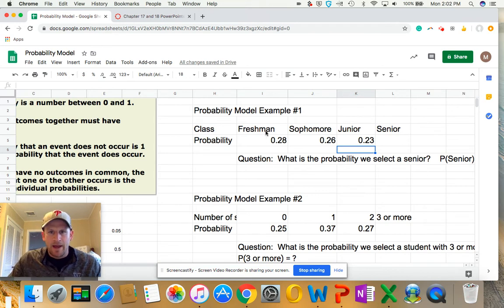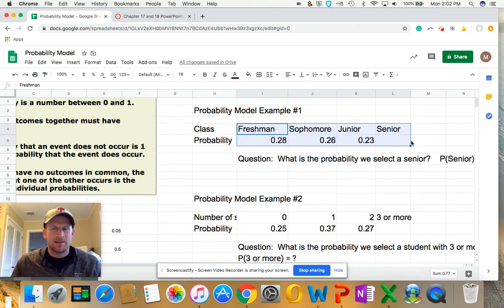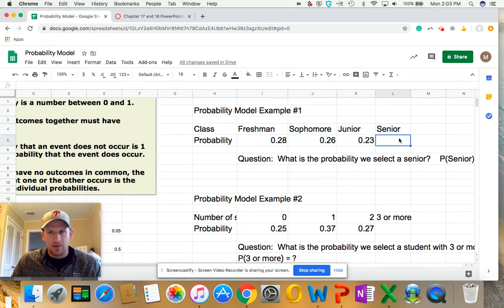Or another way to think about it, I think the more direct way of interpreting this, is I know I have 4 different outcomes here, okay? And I know that there's a sure chance that if I select a student at TCNJ, 100% they're going to be a freshman, a sophomore, a junior, or a senior. So I need to ensure that this value here, whatever I plug in, is going to allow this row to add up to 1 and only 1, okay?